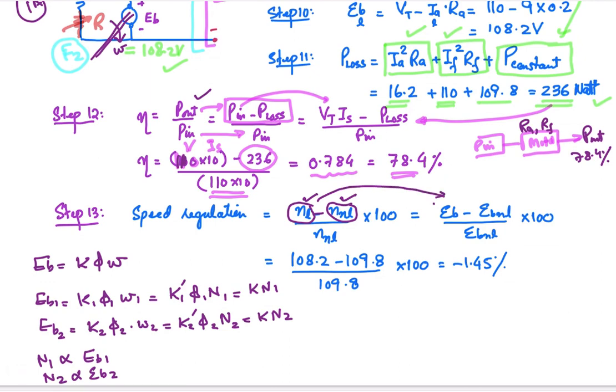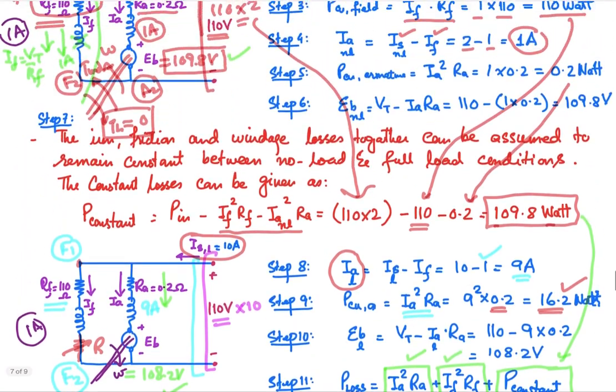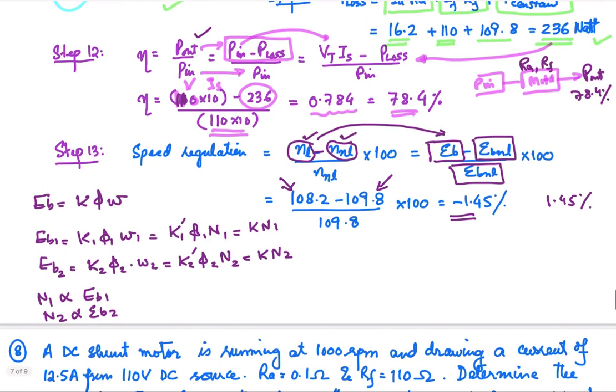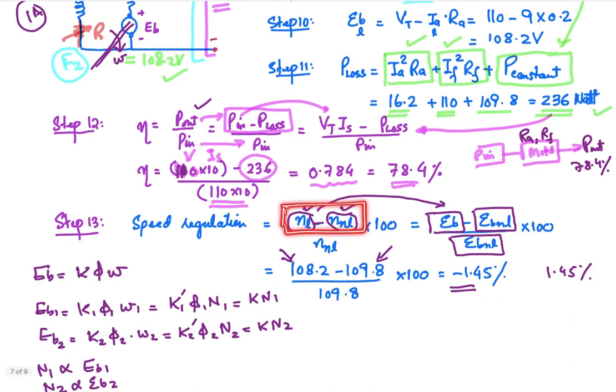So the loaded back EMF, when the supply current has changed to 10 ampere, and the no load back EMF, when the supply current was 2 ampere, right? So we will be using the back EMFs over here. If you plug in the values, the back EMF in the loaded state is 108.2 volt, and the back EMF at no load is 109.8. Taking the values, your speed regulation is minus 1.4%. What that means is that, considering the absolute value, when you change the load on the machine, the change in speed will be 1.4%.